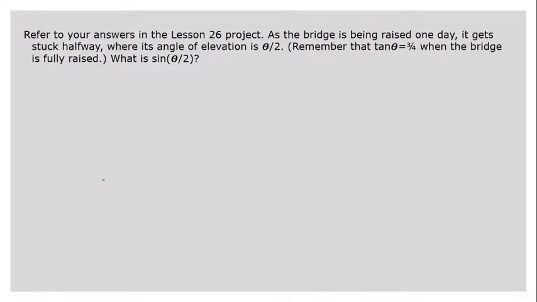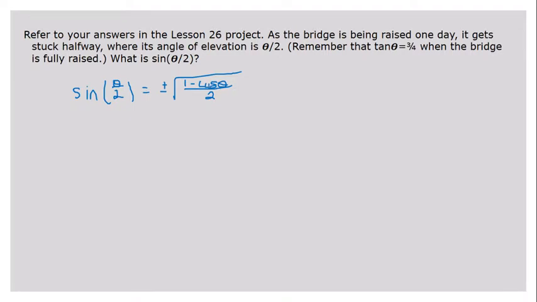Refer to your answers in the Lesson 26 project. As the bridge is being raised one day, it gets stuck halfway, where its angle of elevation is theta divided by 2. Remember that tangent of theta equals 3/4 when the bridge is fully raised. What is sine of theta over 2? Well, if you look at your half angle identities, the half angle identity for sine of theta over 2 equals plus or minus the square root of 1 minus cosine theta divided by 2.